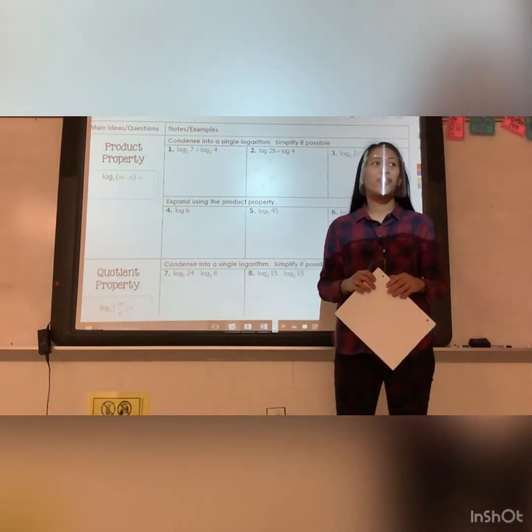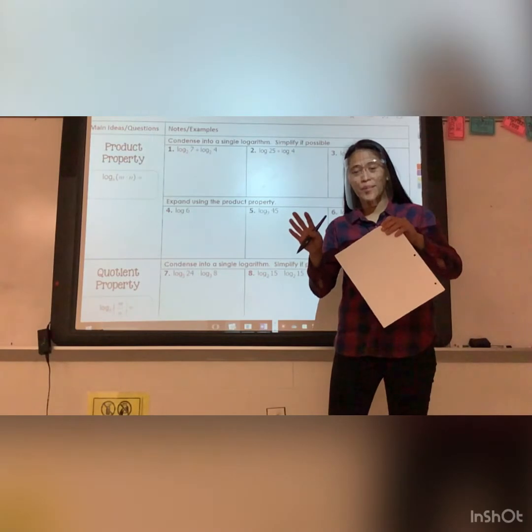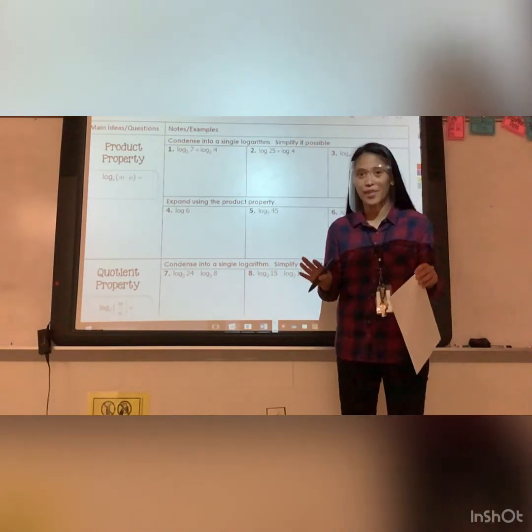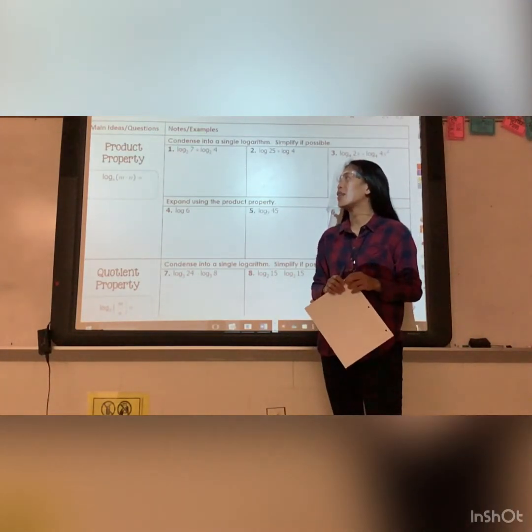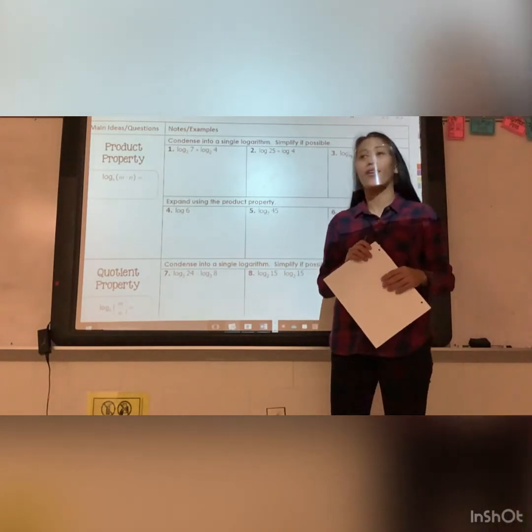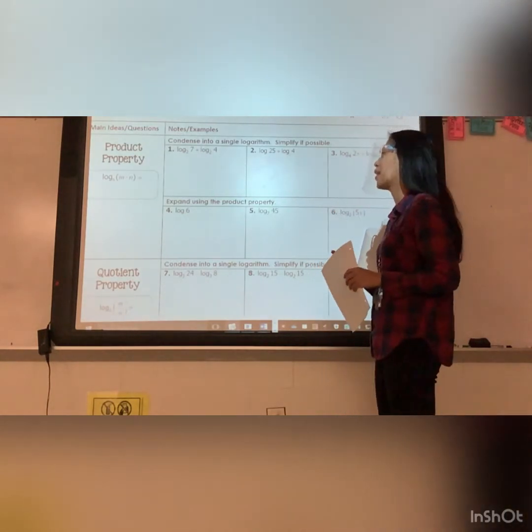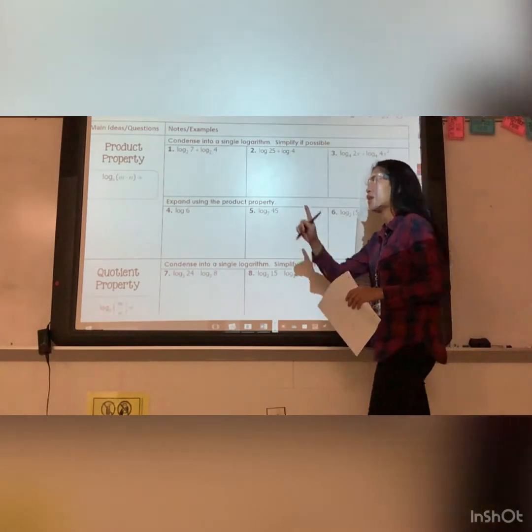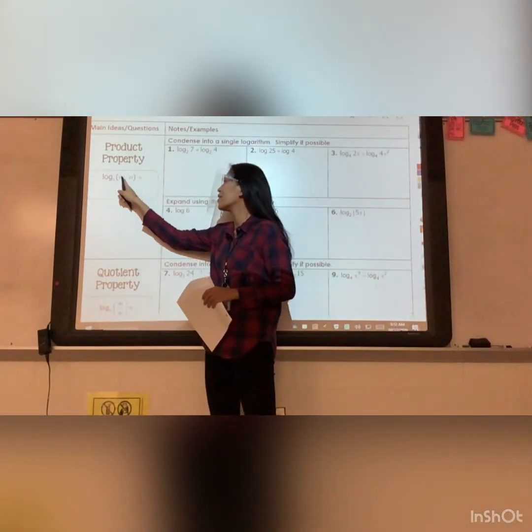We're done with the conversion of exponential form to log form and vice versa. Now we are going to proceed with the different properties of logarithms. We are going to start with the product property. So what do you mean by this? What does this mean?